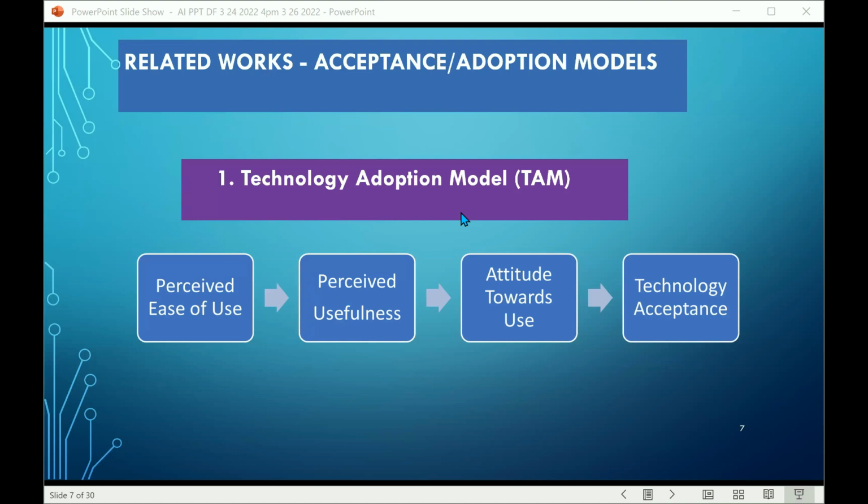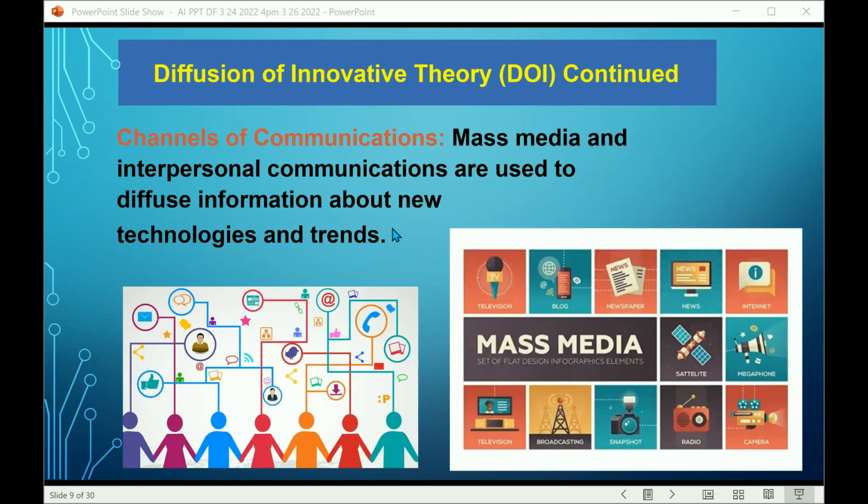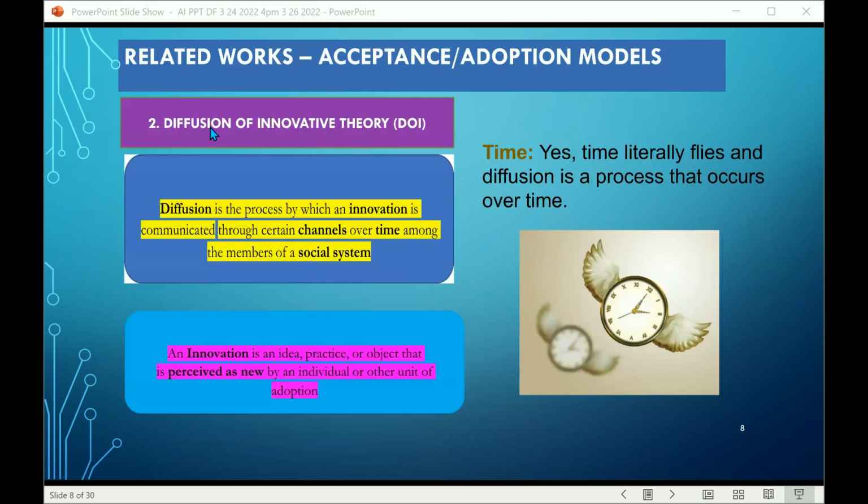So the first, technology adoption model. And there's 3 things that lead to the technology acceptance. That's perceived ease of use, perceived usefulness. And if you don't have those 2, a lot of people won't do it. Attitude towards the use makes a difference also.